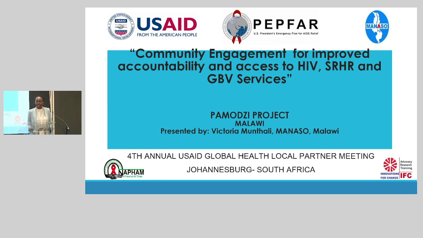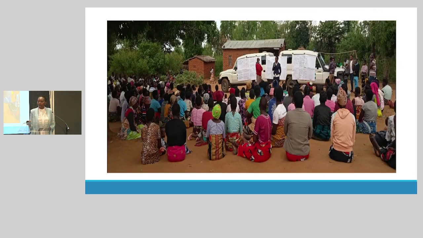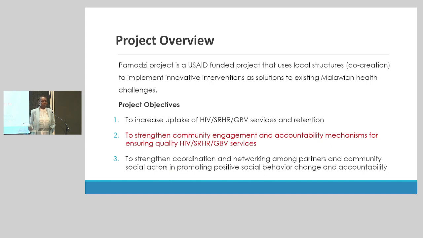That's a Malawi network of 8 service organizations. So I'll just share a bit of the project that we are working on. It's called Pamozi, and it's mainly looking at engaging communities and local structures for local solutions to local problems.